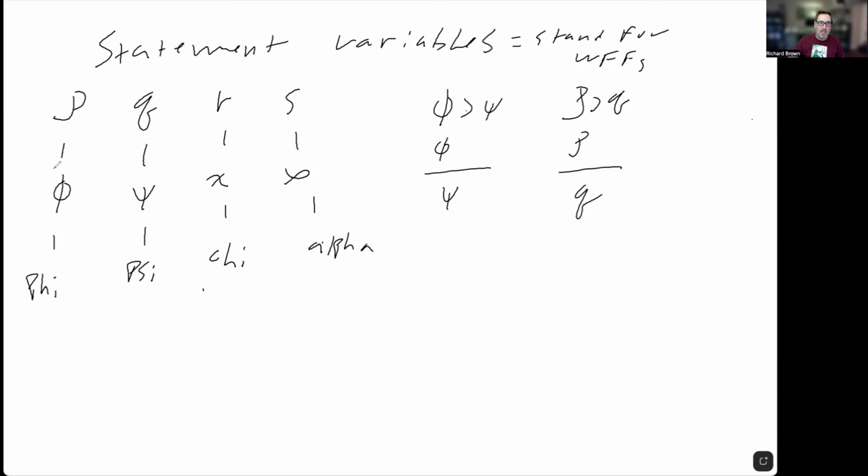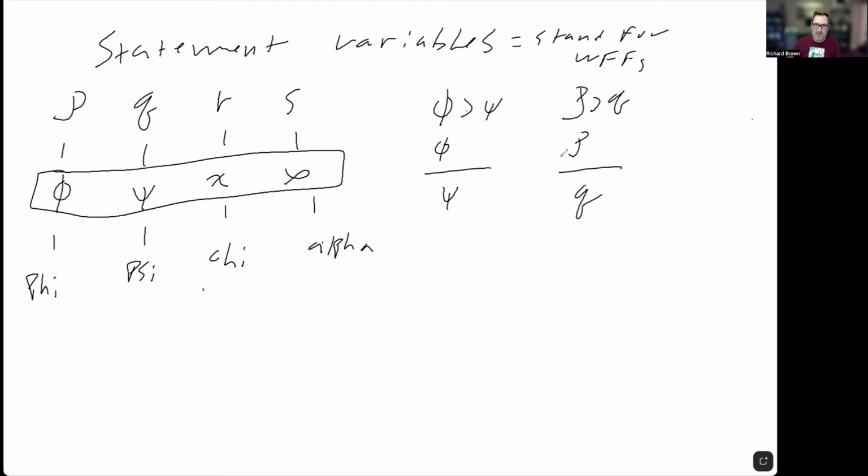So if you are looking around online and you see something like phi and psi, then just know that these are statement variables. Unless, I mean, phi is used for a lot of different things. But in propositional logic, phi is used for a statement variable. So that'll help you if you come across any of these.